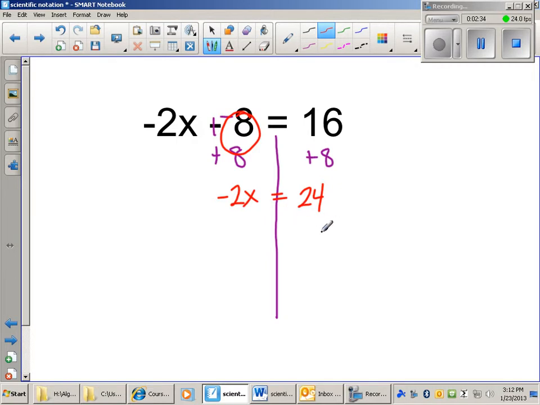My coefficient here is -2, so I want to divide by a -2. Whatever I do to the left, I must do to the right. -2 divided by -2, it's going to be one big 1. So I have 1x is equal to a -12.